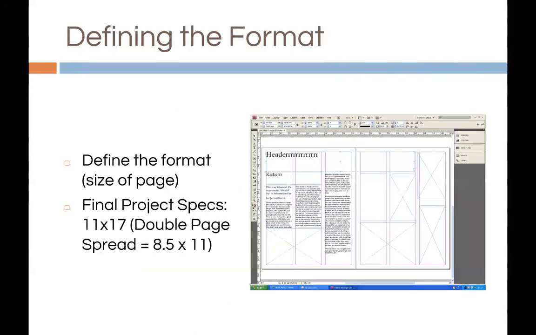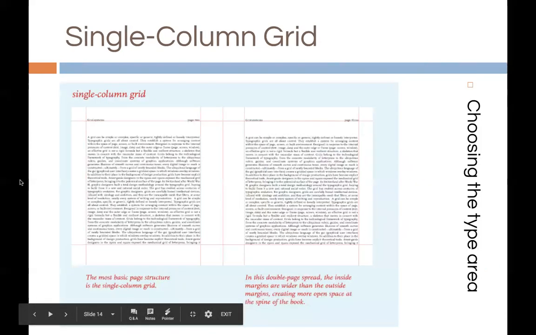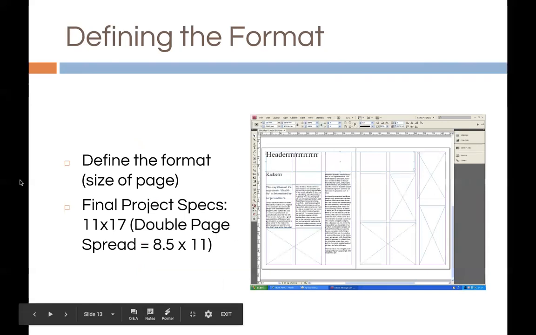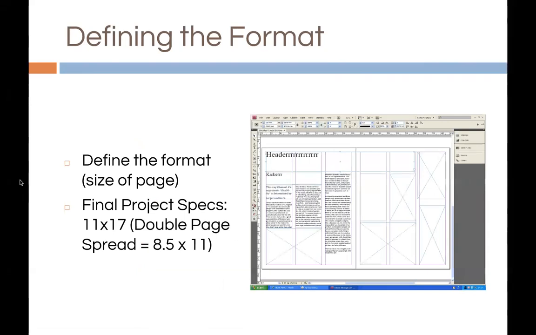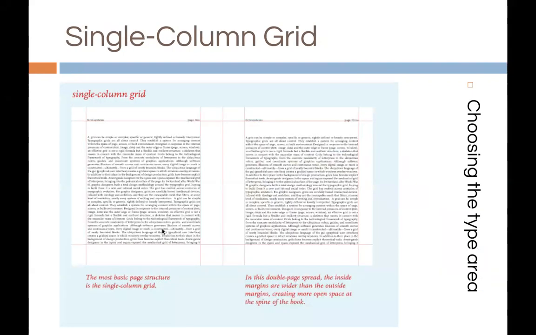So here's designing the format. First, you define the format, which is the size of the page. So for our final project, it's actually an 11 by 17. This is an older set of slides, so I do apologize, but we're doing an 11 by 17, but not a double page spread. So if you were doing a double page spread, what you would do is you would choose where your type area goes. The same will be said for your poster design.